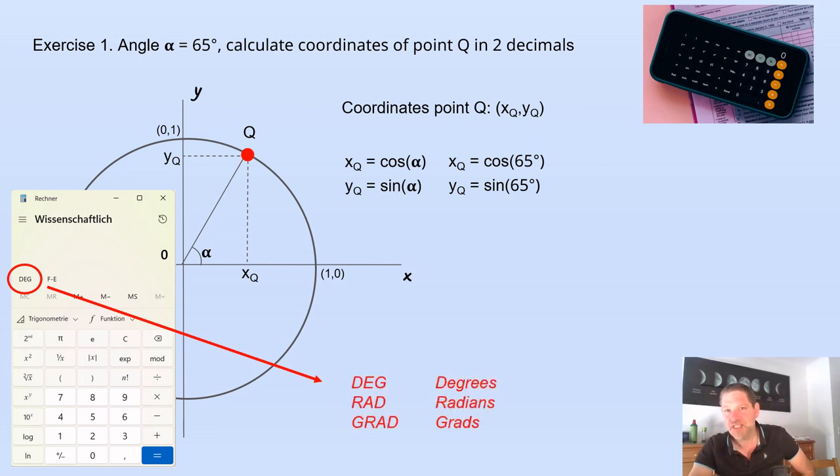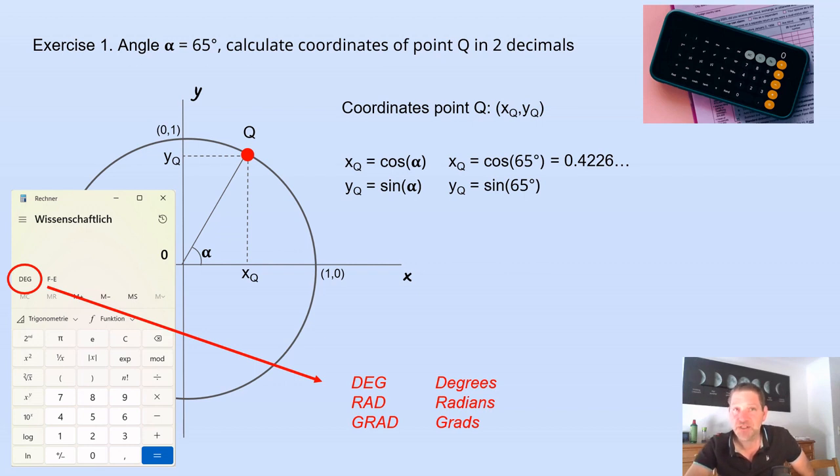So we have 3 settings here. We have DEG for degrees, we have RAD for radians, and we have GRAD, sometimes GR or maybe sometimes even just G, for grads. At this moment we don't need RAD or GRAD, so it needs to be on degrees because what we're inserting for the alpha are actually degrees. So let's insert this, and the answer is 0.4226 and so on and so on.